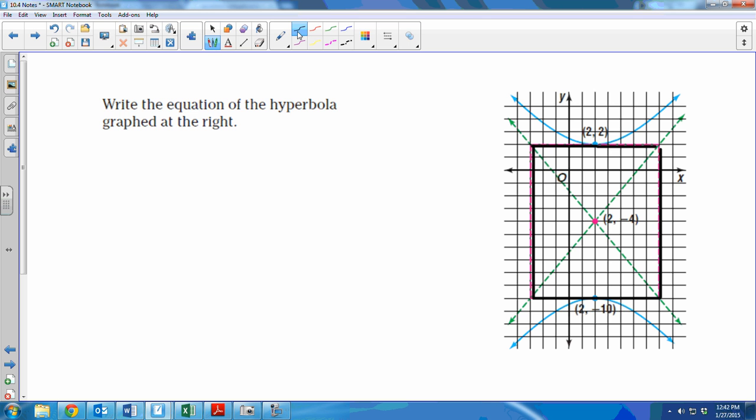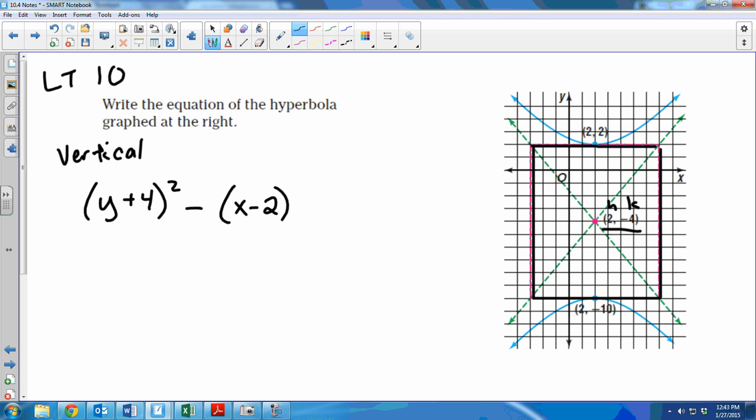So what is this orientation? Vertical. This is learning target 10. We know the center, it's given to us, it's not even labeled for us. So H is 2 and K is negative 4. So I should be able to write this much so far. I should have y plus 4 squared minus x minus 2 squared. I know that much. Would you agree?